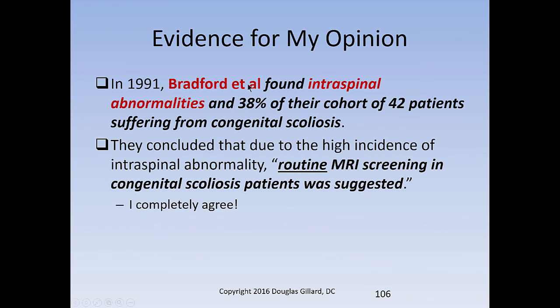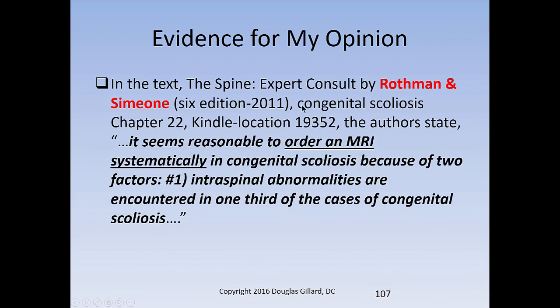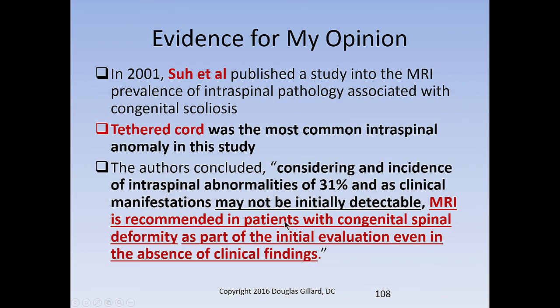Here's some more. The 91 Bradford study. I go on and on. Quote, routine MRI screening in congenital scoliosis patients was suggested. I completely agree. Here's Rothman-Simeone. They say it seems reasonable to order an MRI systematically in a congenital scoliosis patient because of the high prevalence of these intraspinal abnormalities. There's another one, Sue, or I don't know how you pronounce that. I think it's just Sue. Published another one. You get the point here.